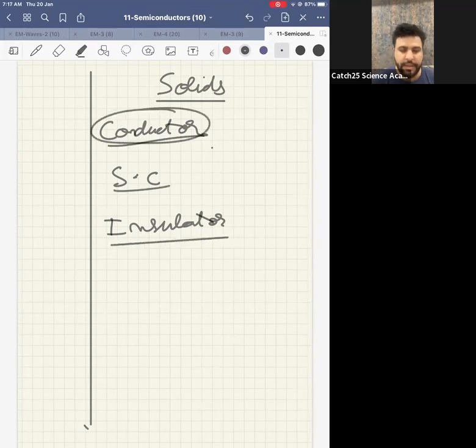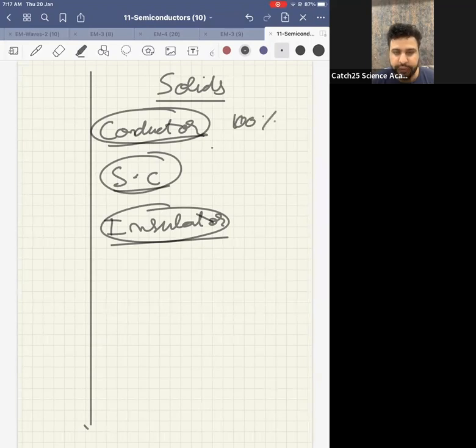Now you know conductor will conduct electricity, insulator will not conduct electricity, and semiconductor will partially conduct electricity. This much you should know from school. Conductor will conduct 100% electricity. Insulator will not conduct any electricity. Anything between 0 and 100 is semiconductor.